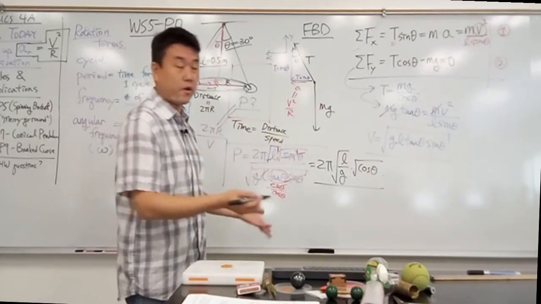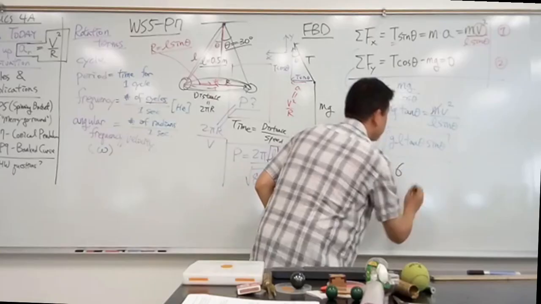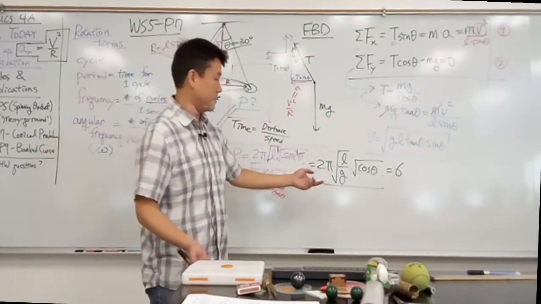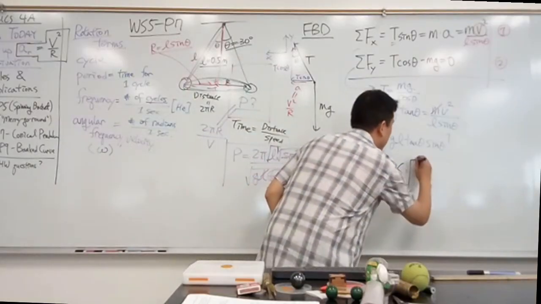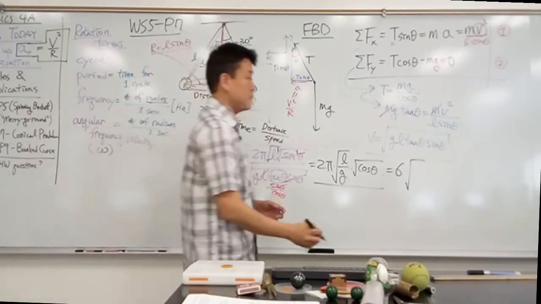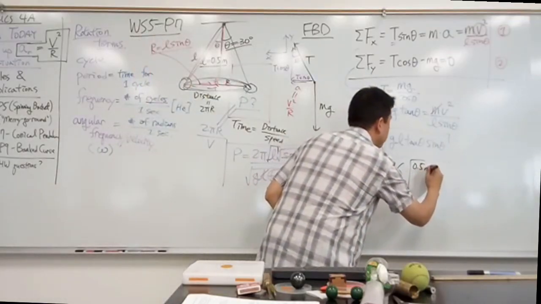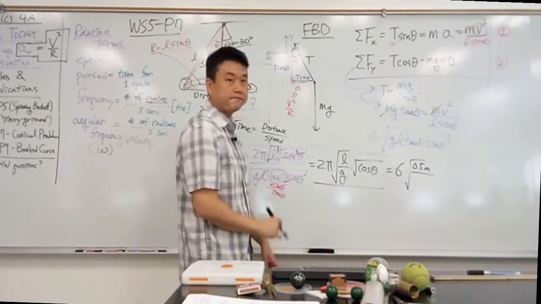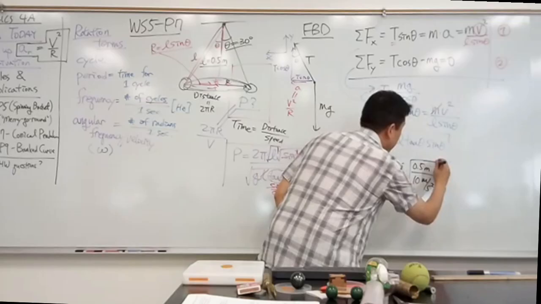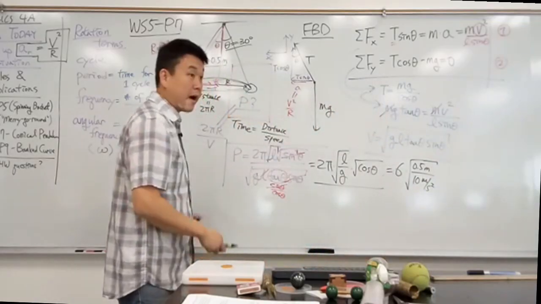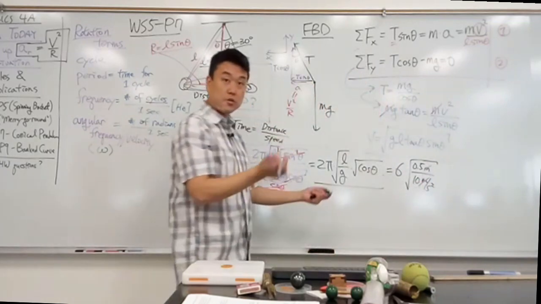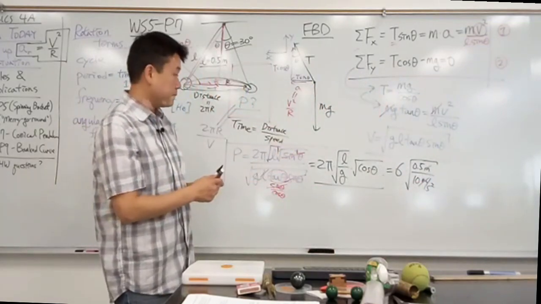2 pi within 20% is 6, right? 2 times pi is 3. So 6 times square root of L was 0.5, so 0.5 meters divided by g, within 20%, 10 meters per second squared. And hopefully you are seeing that the units work out because the meters cancel, second goes to numerator, and you're square rooting it, so all the units work out.